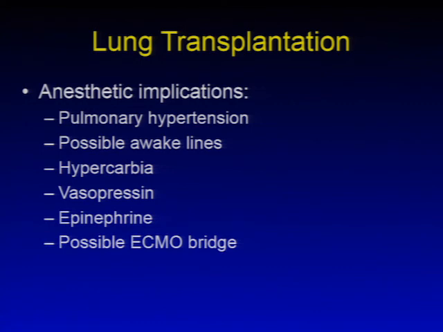So in these patients, you may not want to do awake lines. You may want to do awake lines, but if they're causing significant distress to the patient, causing hypoxia and hypercarbia, awake lines may not be appropriate. Hypercarbia is not appropriate. Vasopressin is to be used in these cases, generally preferred over norepinephrine because it does not have a vasoconstriction effect on the pulmonary vasculature.